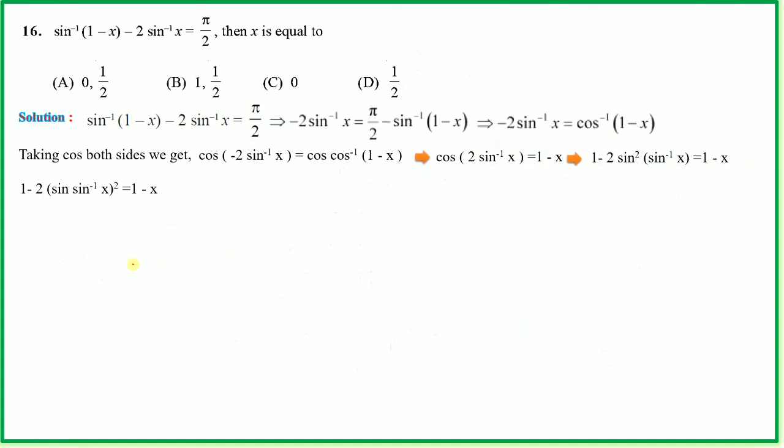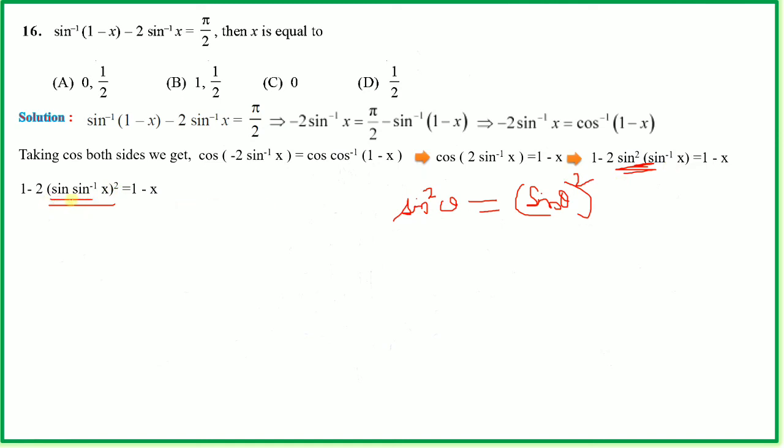Next is 1 minus 2. Now you can write here sine square theta as sine theta whole square. This you must know. Sine square theta means sine theta whole square. So that we did here: 1 minus 2 sine square, instead of this square here we have put for the whole. So 1 minus 2 sine of theta, and then its whole square, is equal to 1 minus x.